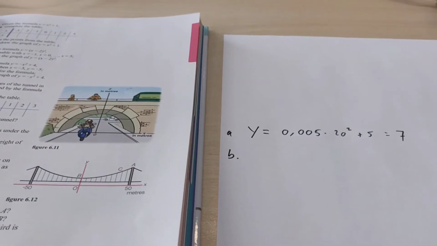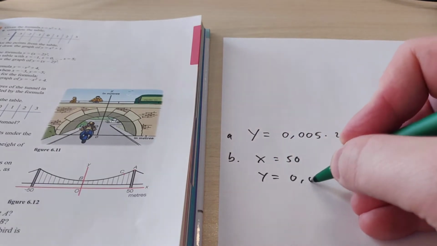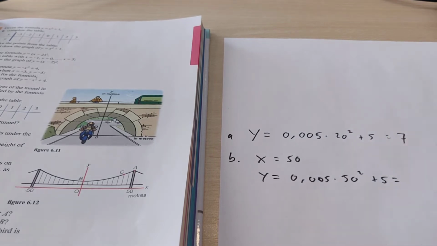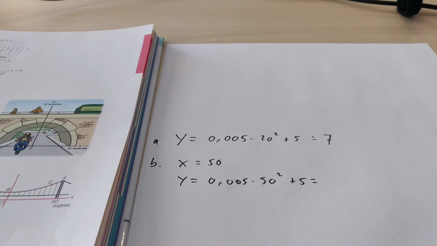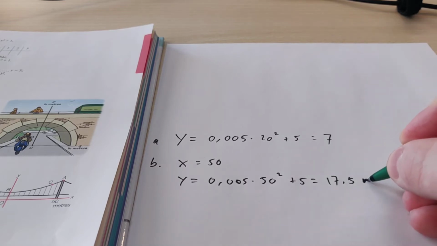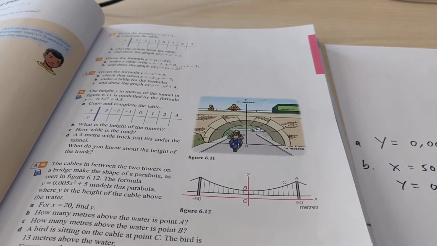Yeah, so for question B, we know that x is 50. So what we need to do is take that 50 and fill it in. Now, if you fill that in, then let's see what we get. I'm going to use a calculator for this. Here I get 17.5 meters. Maybe I can add meters there also. So point A is 17.5 meters above the water.